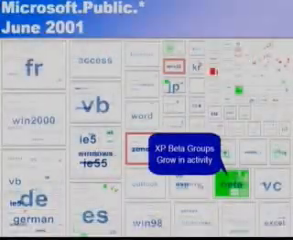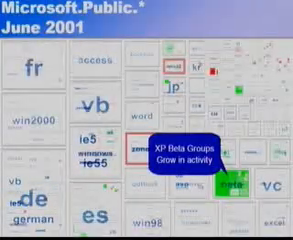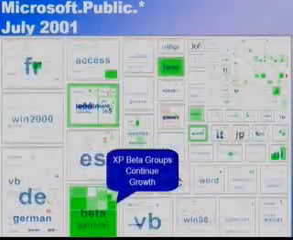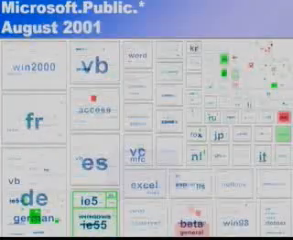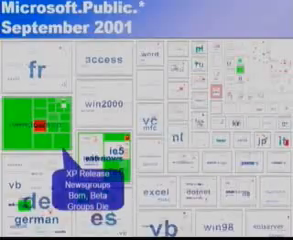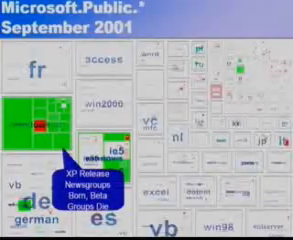Here's an area just of the Microsoft Public hierarchy about a year ago, and now what I'm going to do is flip us through one year of Microsoft Public. So hold on. There we go. Here we are in June with the XP beta groups. Remember last summer, there we go. And then the XP beta groups continue to grow. The beta groups then die last August because we're about to ship. We go into the ship newsgroups.